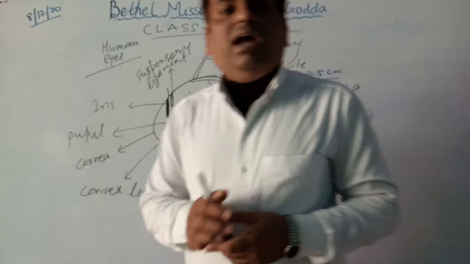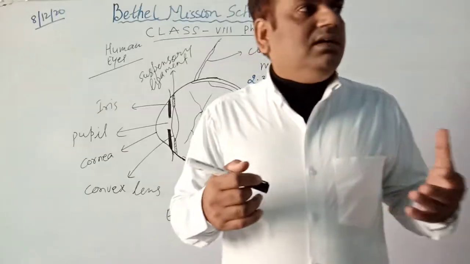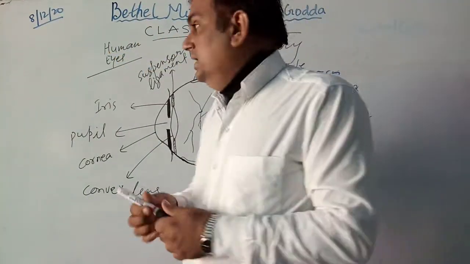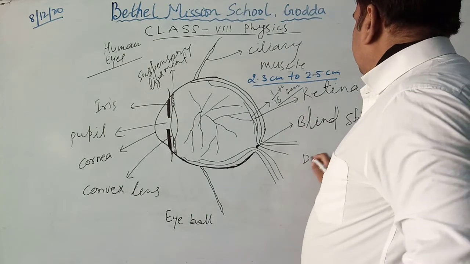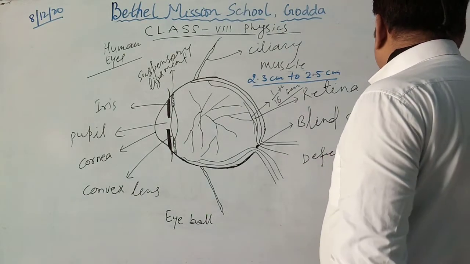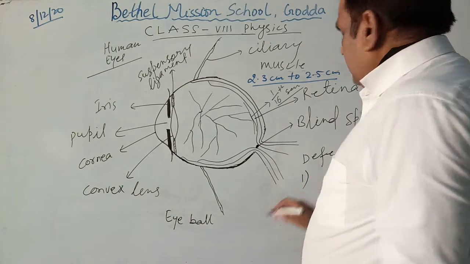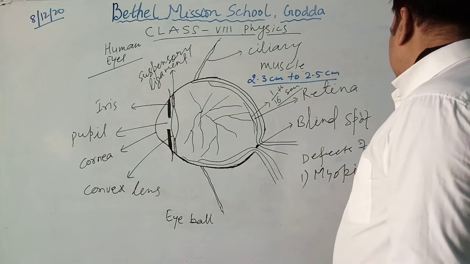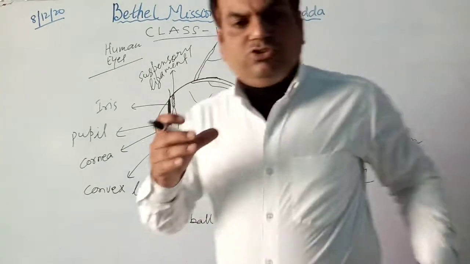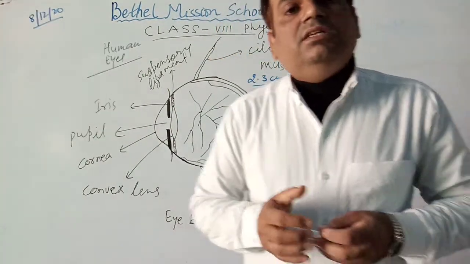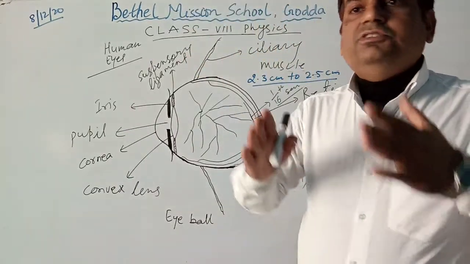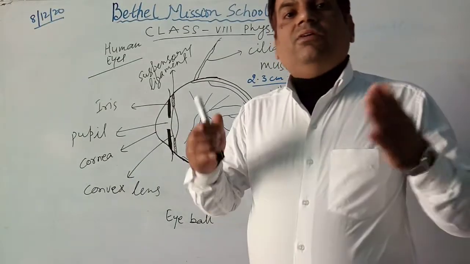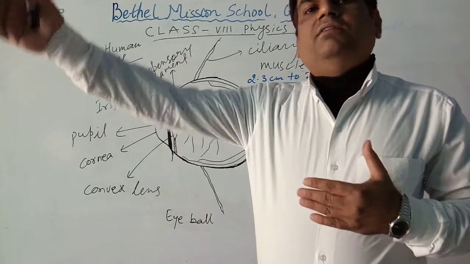Now there are some defects of vision, like myopia. Myopia means short-sightedness. The person is unable to see far objects. In this defect, the person cannot see objects which are far away from them.